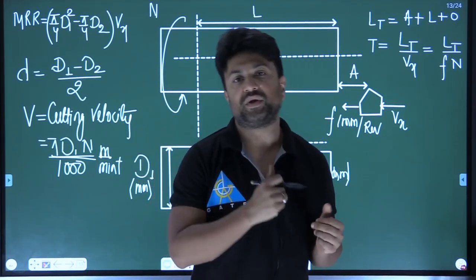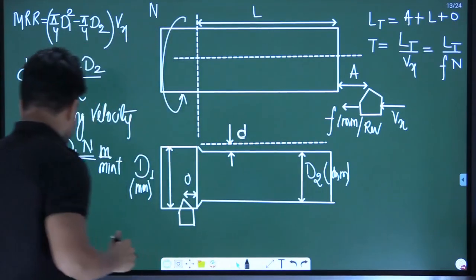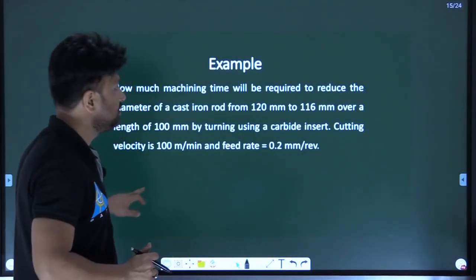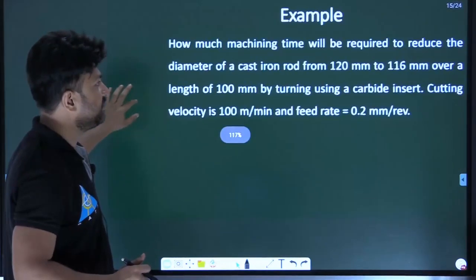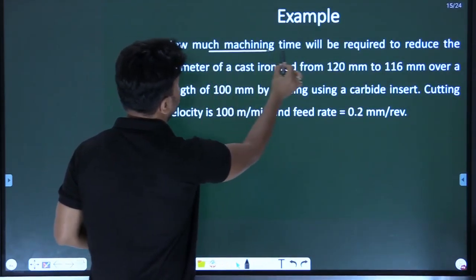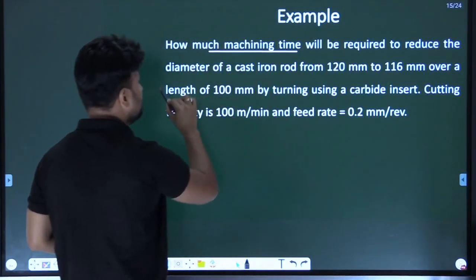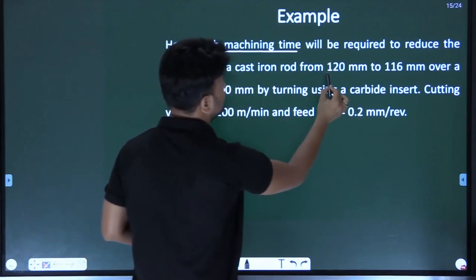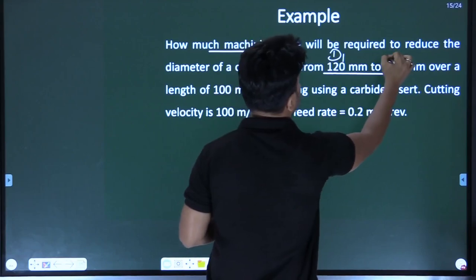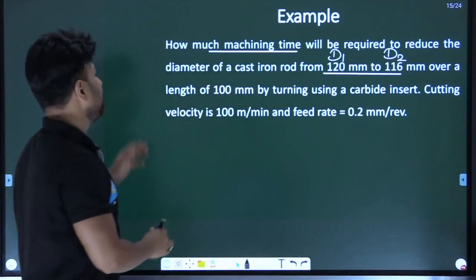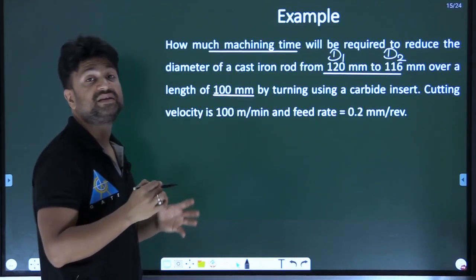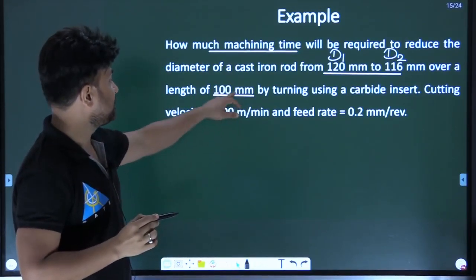in your calculation. Now, to understand this, let's try to solve one question so that you will understand it better. How much machining time will be required to reduce the diameter of cast iron from 120 to 116? This is D1, this is D2, over a length of 100 mm. He is saying that the turning will take place over that length.